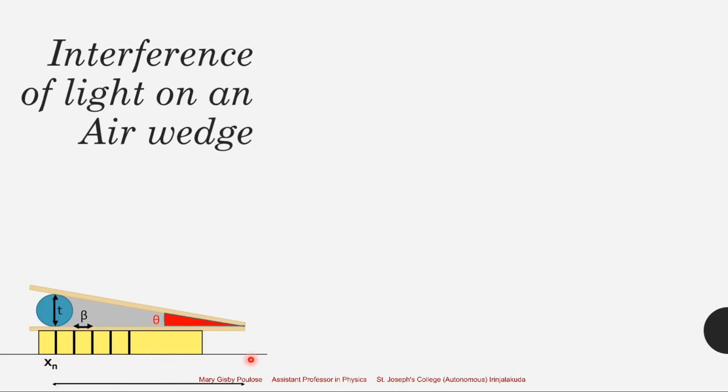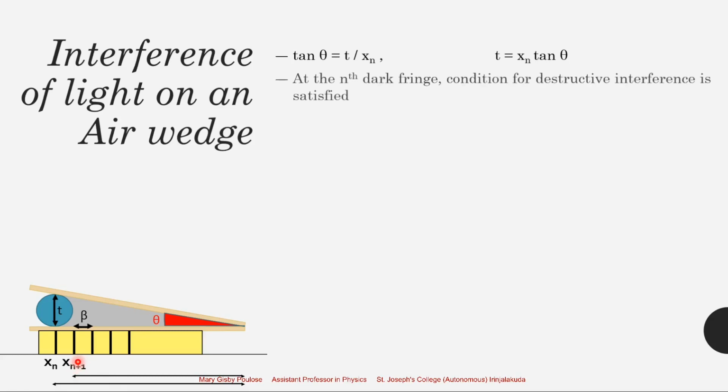Now let the distance from the closed edge to the thin wire be xn. So let us assume we see a dark fringe at that position and let the distance be xn. And let the distance from the closed edge to the next consecutive fringe be xn plus 1. So here we have tan theta, that is opposite side by adjacent side. Tan theta becomes t divided by xn. Thus, t is equal to xn times tan theta.